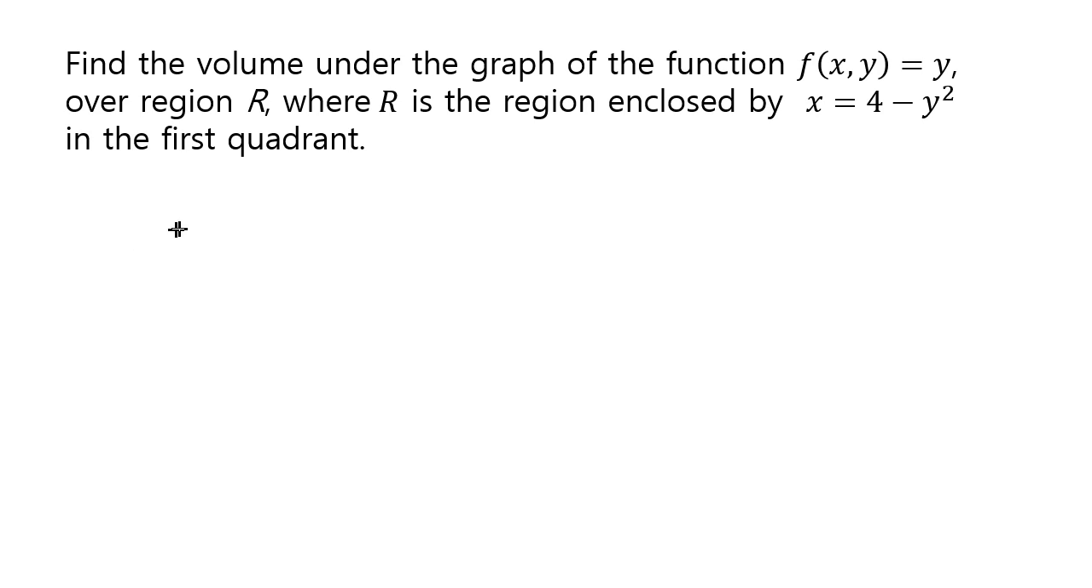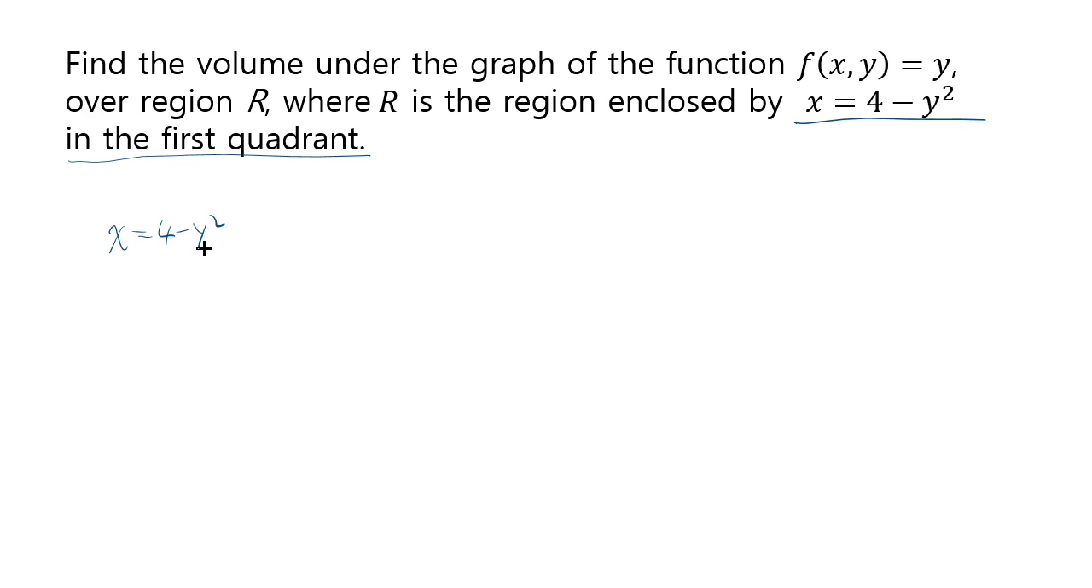Find the volume under the graph of the function f(x,y) equals y over region R, where R is the region enclosed by x equals 4 minus y squared in the first quadrant. Well, I guess we should first draw this x equals 4 minus y squared.